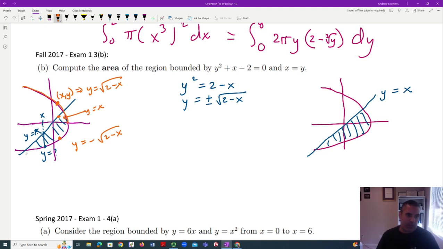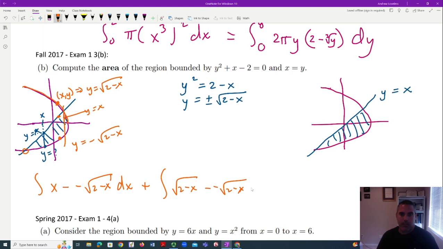The reason it's bad news is from here to here, I'm between the line and this lower half. But once you get past that mark, it's between these two things. So you'd have two different problems if you were doing the area. For a while, the pattern is x minus negative the square root of 2 minus x. And then for a while after that, the pattern is the square root of 2 minus x minus negative the square root of 2 minus x, dx. That's right here when you're between the upper and lower part. So you'd have to find the intersections.